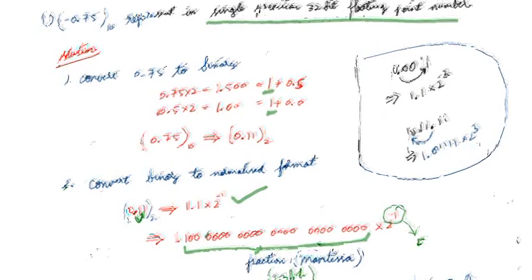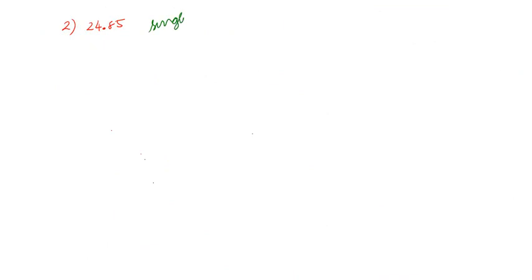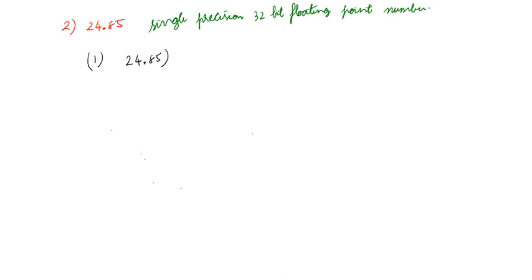Okay, now we move to the next one, which is 24.85. This number we are going to convert into single precision, 32 bit floating point number. We want to convert this 24.85. What is the first step? Quickly we can do. First step, convert this 24.85, which is a decimal number, to binary.